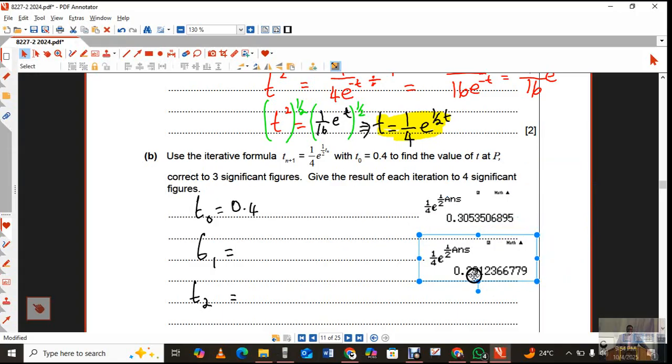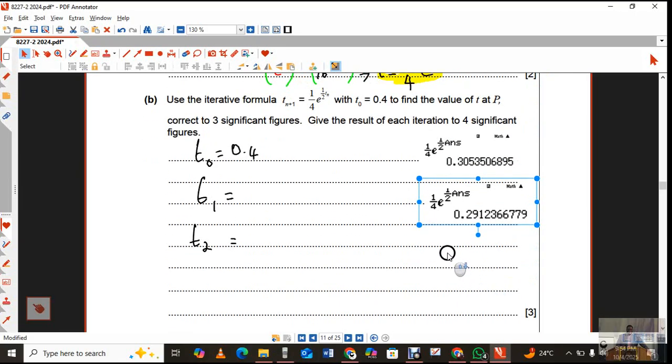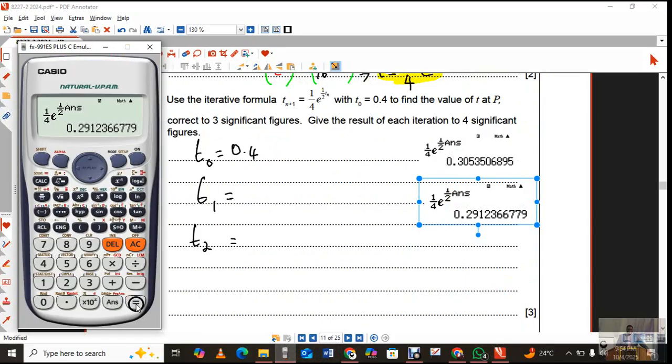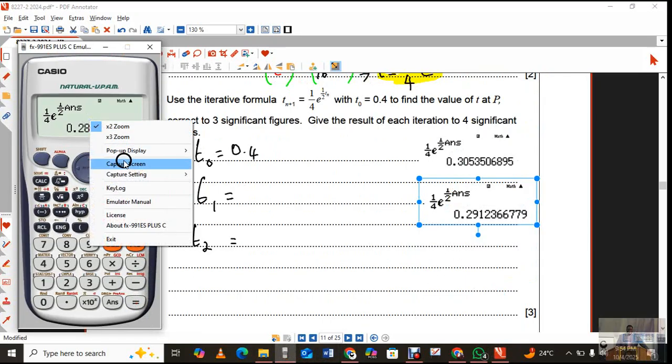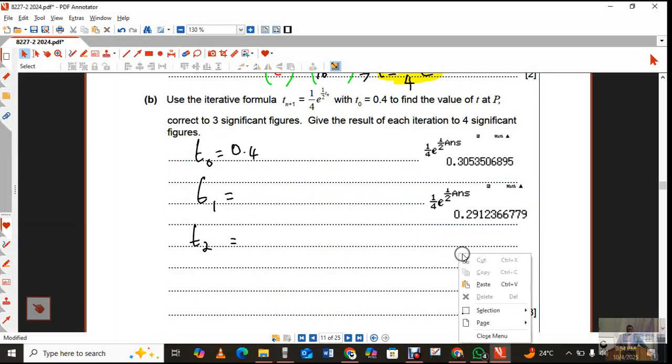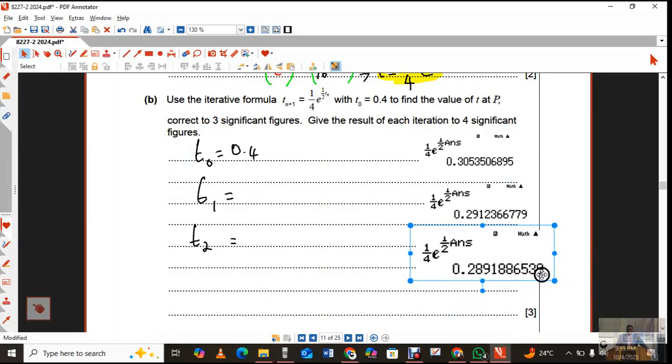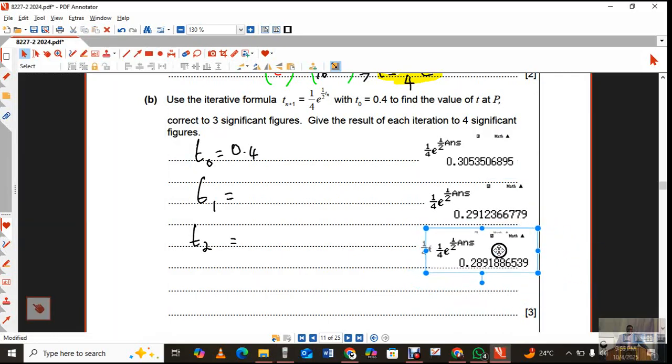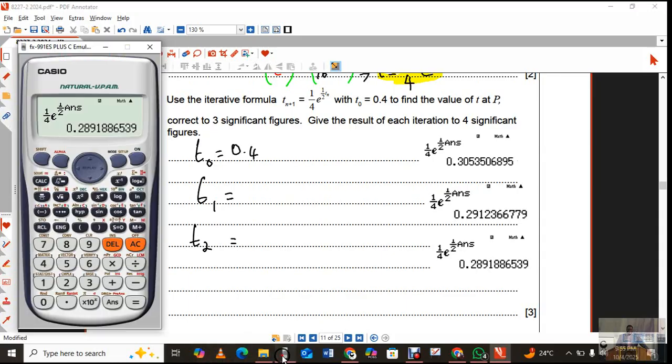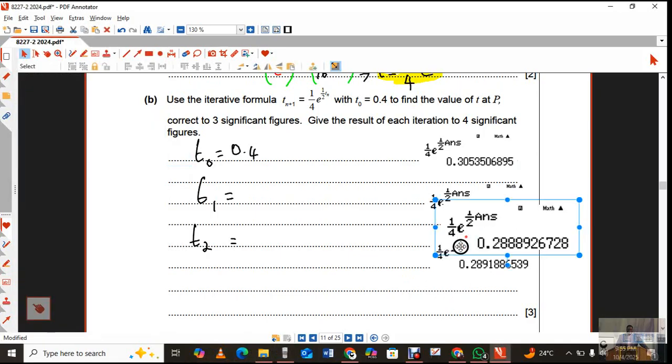Then they say 3 significant figures. I don't see it yet, so I'll probably have to do a third one. Press equal to. Then if I capture that, this is the third one. Okay, I don't see it again to three decimal places or significant figures. Press equal to. I think I'm starting to see it converges upon a number now.